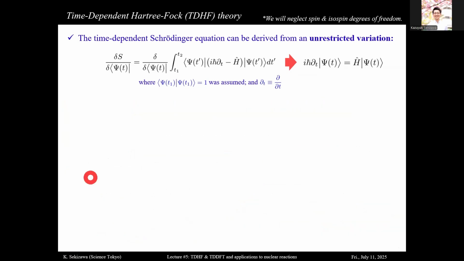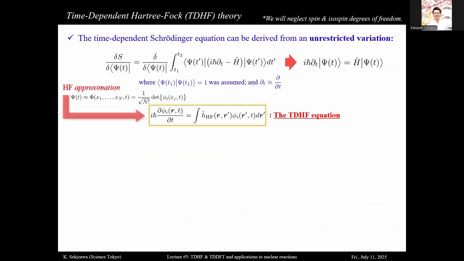Then you can easily get the TDHF equation. The right-hand side is the same as Hartree-Fock in the static case. And on the left-hand side, if you perform the variation with respect to phi star, you will easily get this left-hand side. So this is the time-dependent Hartree-Fock equation.